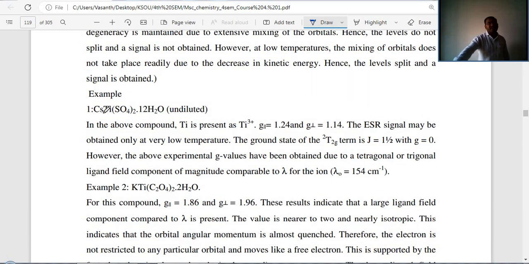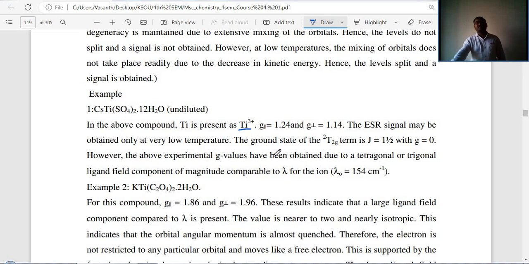We consider an example of this: titanium sulfate, which is undiluted. In the above compound, titanium is 3 plus. g parallel is 1.24 and g perpendicular is 1.14. The ESR signal may be obtained only at low temperature.